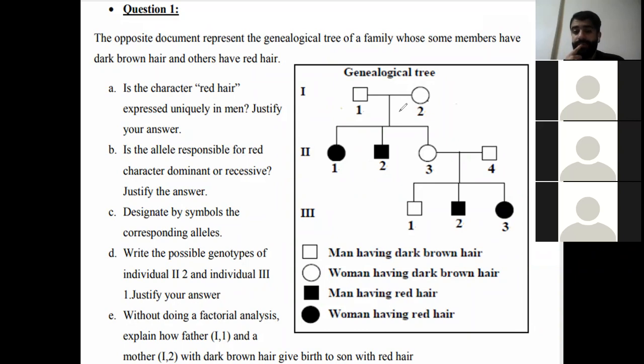1-1 and 1-2. I didn't listen to the question. It's brown, dark brown. They have dark brown. So surely they have the allele D, dark brown. And this one, surely they have the allele D, dark brown. Okay? Leave it. 2-1 and 2-2.